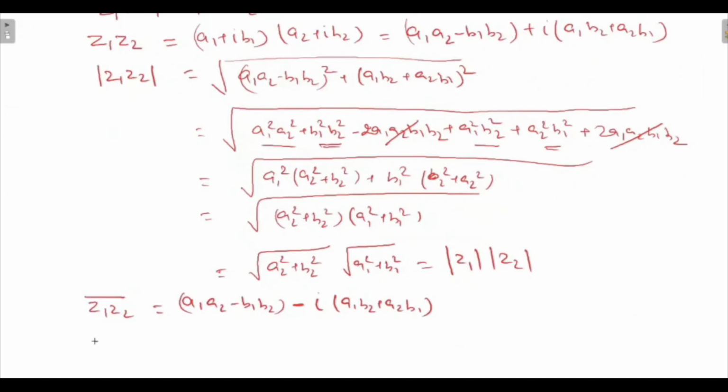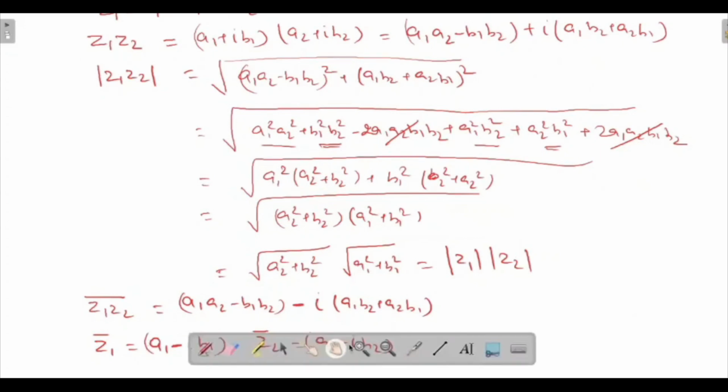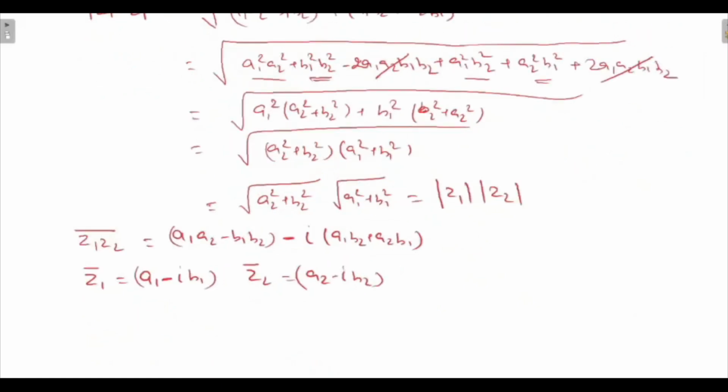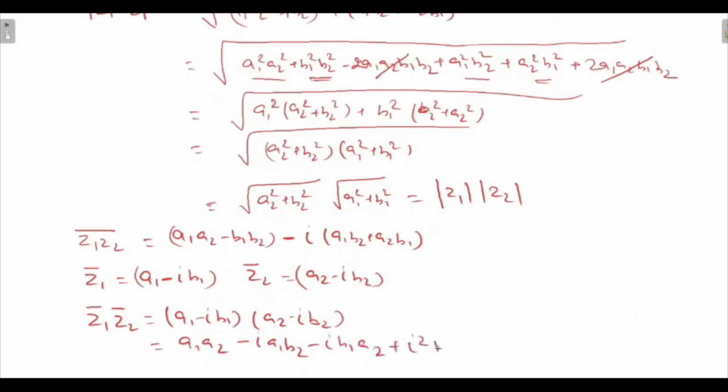Now let's calculate Z1 bar. So Z1 bar is going to be A1 minus IB1 and Z2 bar is going to be A2 minus IB2. Now you have to multiply Z1 bar into Z2 bar. You will get A1 minus IB1 into A2 minus IB2. So when you multiply, what you get is A1 A2, and then minus I A1 B2 minus I B1 A2 plus I square B1 B2.